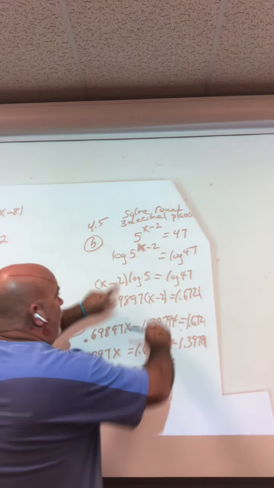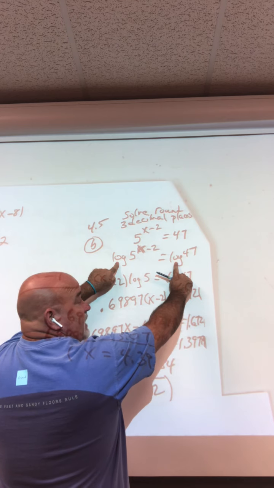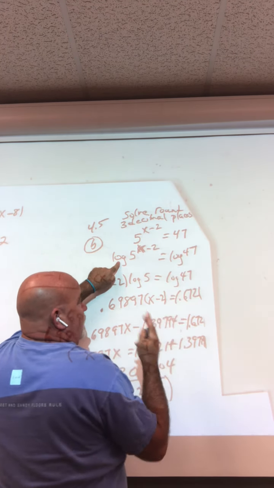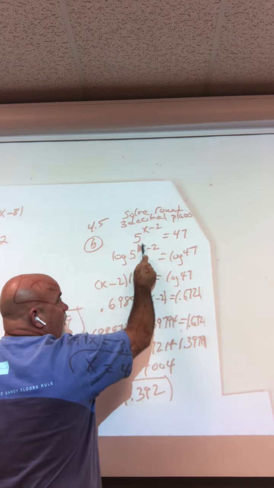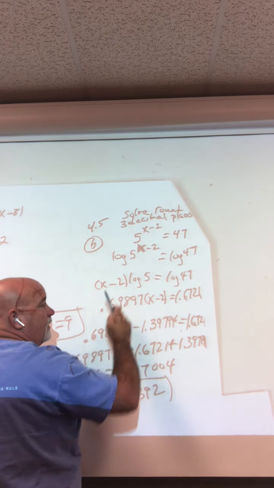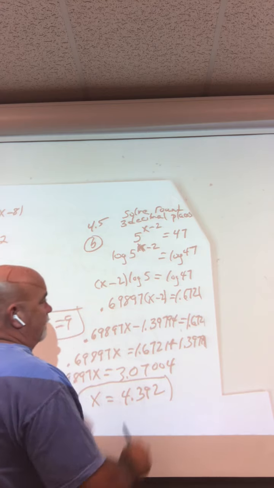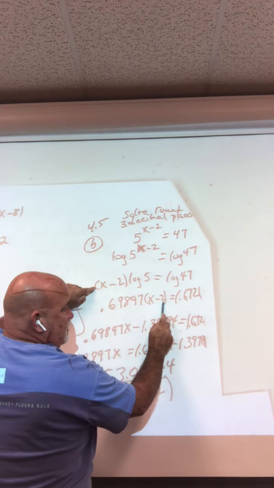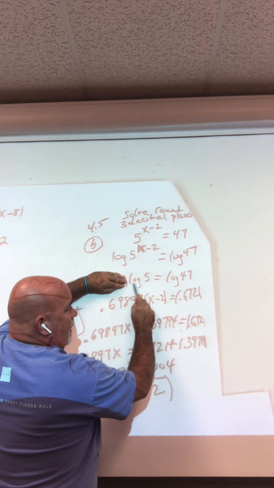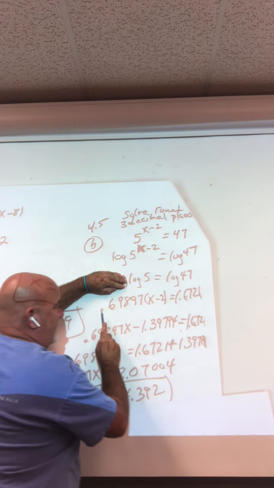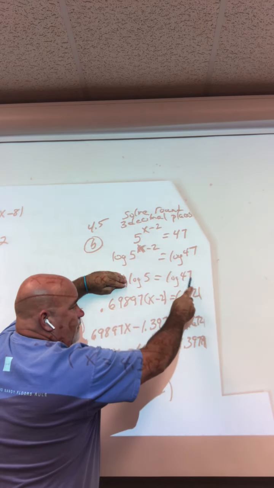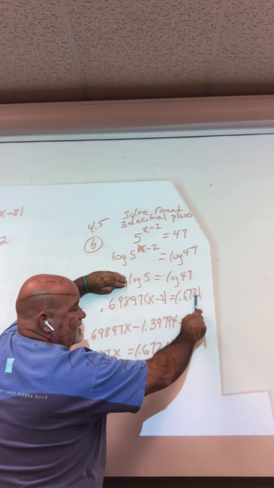First, take the log of both sides. I gave you the steps in the video. Take the log of both sides. Step 2, bring the power down front. Step 3, convert your logs to decimals. So I bring down the x minus 2. The log of 5, if you take your calculator, is 0.69897. The log of 47 is 1.6721.